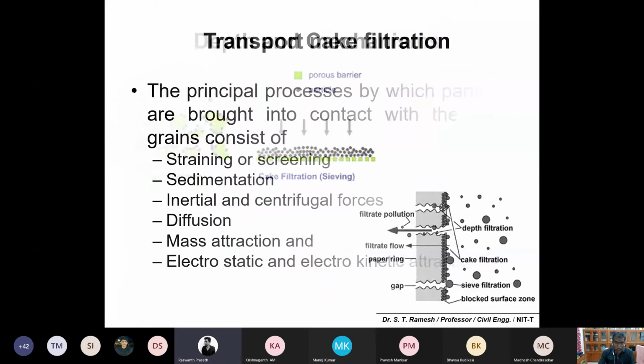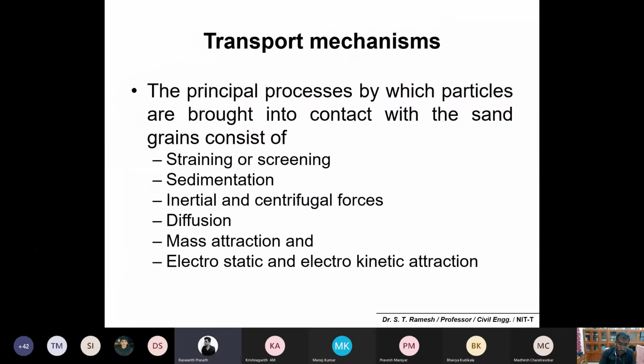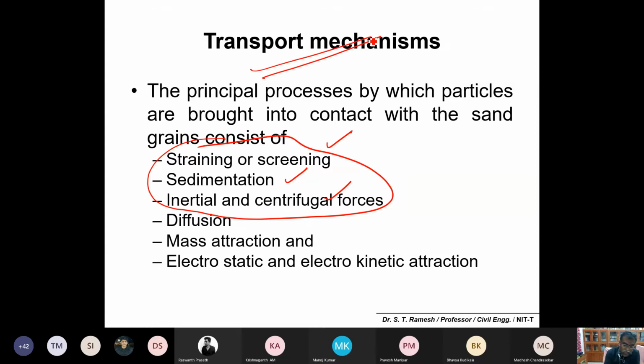Okay, so now how the removal mechanism happens in a filter, you have to be familiar with. Please make a note. Anyway, these three we are going to discuss from the UG level point of view. Number 1, straining. Number 2, sedimentation. Number 3, inertial and centrifugal forces. You have to be familiar with how the particles are transported and subsequently removed in the filter operation. So the first mechanism is straining, micro straining, the second is sedimentation, and the third is inertial and centrifugal forces.